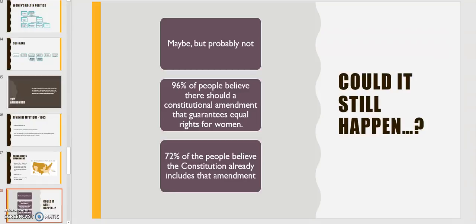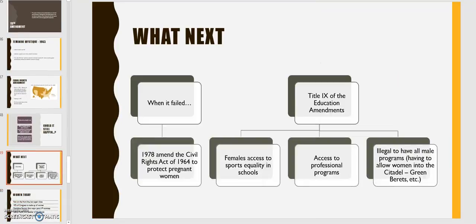Could it still happen? Sure, the ERA amendment could potentially still pass. 96% of people in the United States believe that there should be a constitutional amendment that guarantees equal rights for women. Ironically, 72% of the people that live in the United States that were surveyed already believe that the Constitution includes this amendment. It does not.